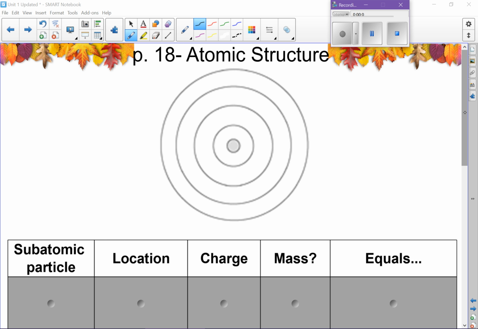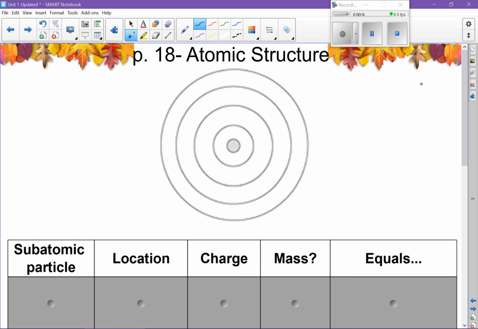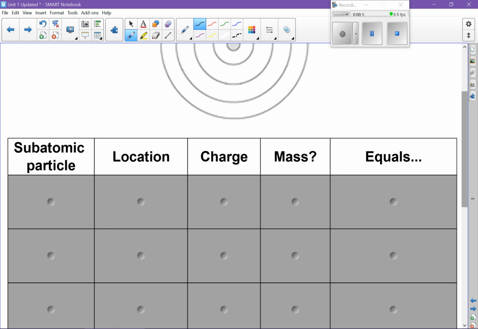Hey guys, today you're going to learn about one of the basic fundamental things in chemistry. This picture that you have on your paper, this is an atom. And so we're going to learn about what makes up an atom, and those things are subatomic particles. All subatomic particle really means is just what are the parts of an atom.